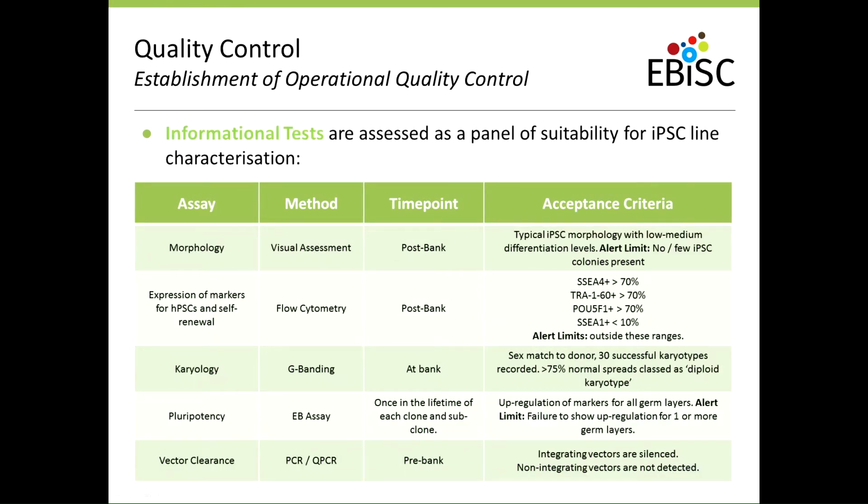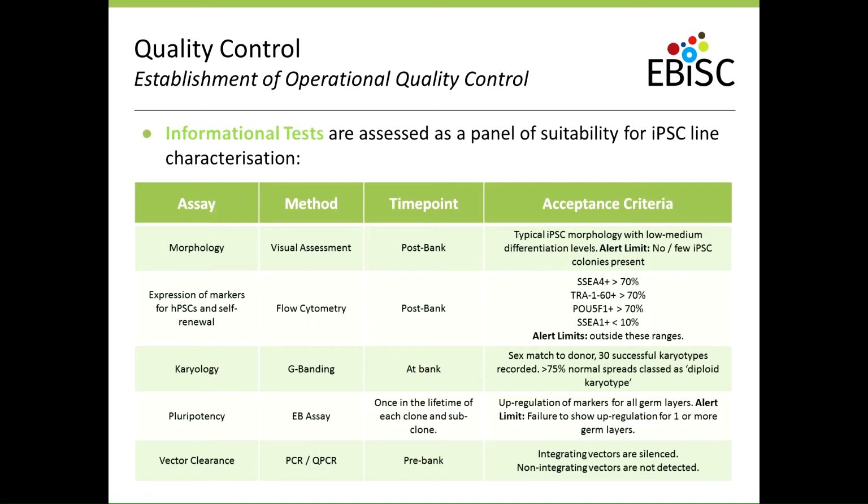The informational tests are the ones that are just to add more value to the line. So we look at things like morphology to make sure that the cells look like typical iPSC lines. There is flow cytometry performed on the cells. So SSEA4, TRA-1-60, OCT4, SSEA1. Again, there are only alert limits. So obviously if you're outside specific ranges, then you might have to take a look just to make sure everyone's okay with your cell line.